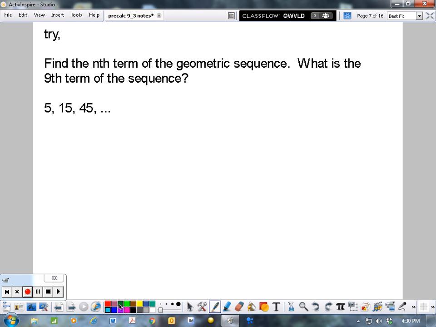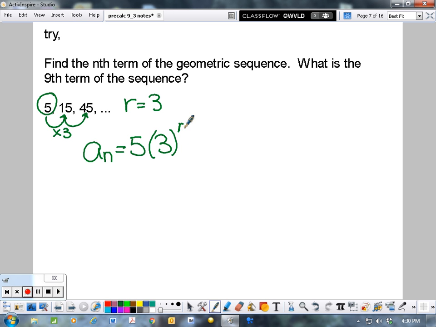Okay, so on our next problem, find the nth term of the geometric sequence, and then what's the 9th term of the sequence. So now that we have a sequence, we're going to have to look and see, okay, what do I times by each time? And it looks like I times by 3. So our r is 3. Our first term is 5, so now we can write our nth term is my first term times 3 to the n minus 1 power.